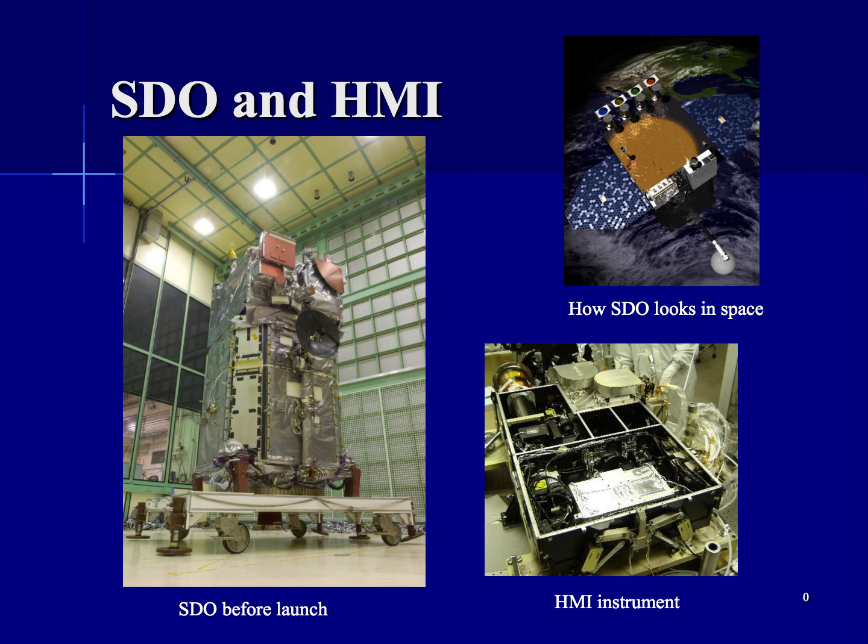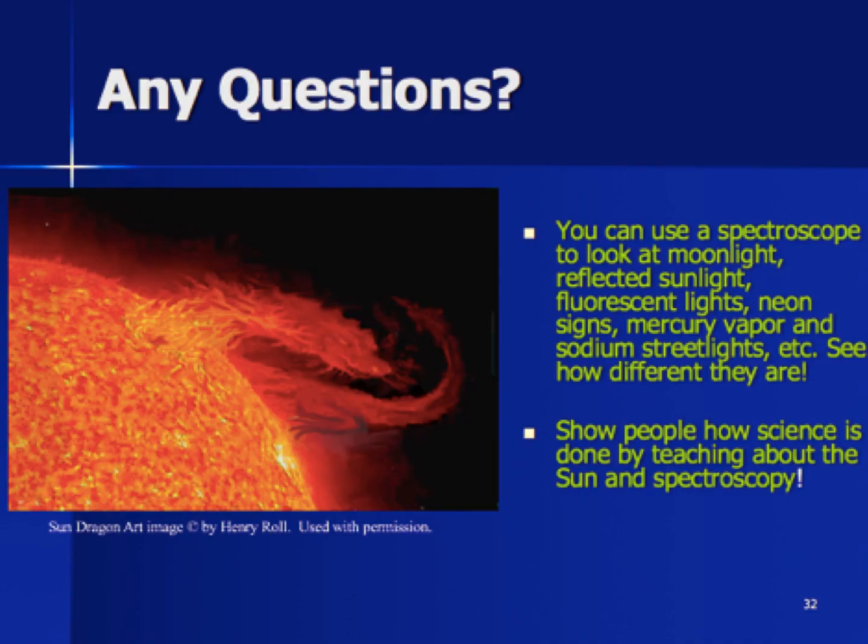Here are just a few images that show the observatory. Now you're going to do a short activity to look at how we use spectroscopes to study the sun.